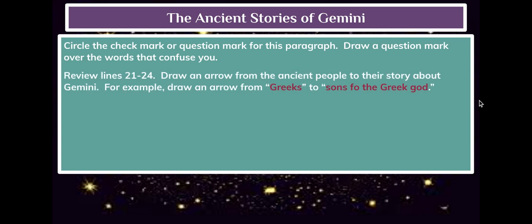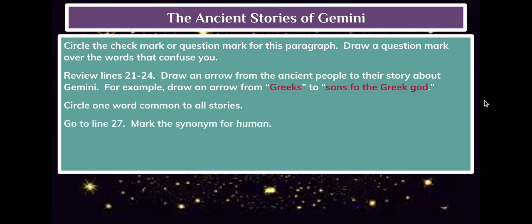Circle the check mark or question mark for this paragraph. Draw a question mark over the words that confuse you. Review lines 21 through 24. Draw an arrow from the ancient people to their story about Gemini. For example, draw an arrow from Greeks to sons of the Greek god. Circle one word common to all stories.